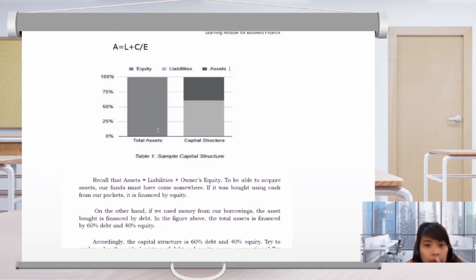So, titingnan natin dito, may sample capital structure tayo. Yung equity daw natin is 100%. Tapos, ang capital structure natin, which is the asset, is only, ilang percent yan? Parang 25% lang. Tama ba ako? Ang liability natin ay 75%. Ibig sabihin kaya ka may pera kasi umutang ka sa bangko. So sa tingin nyo, dapat ba na mag-expand tayo ng business natin kung ang pera natin ay dahil lang sa umutang tayo sa bangko, class? Hindi po. Hindi, right? Okay?